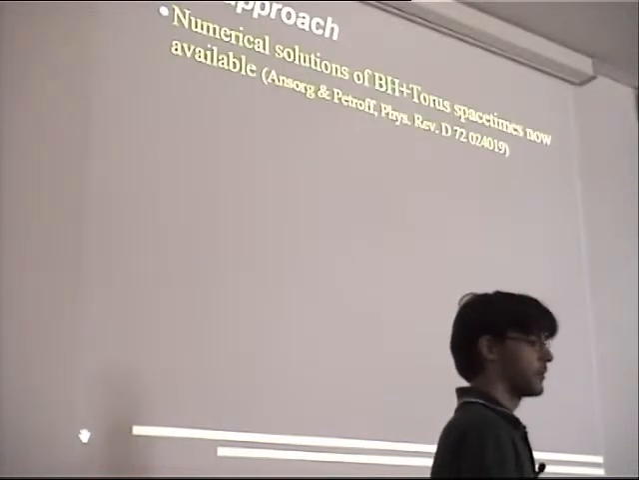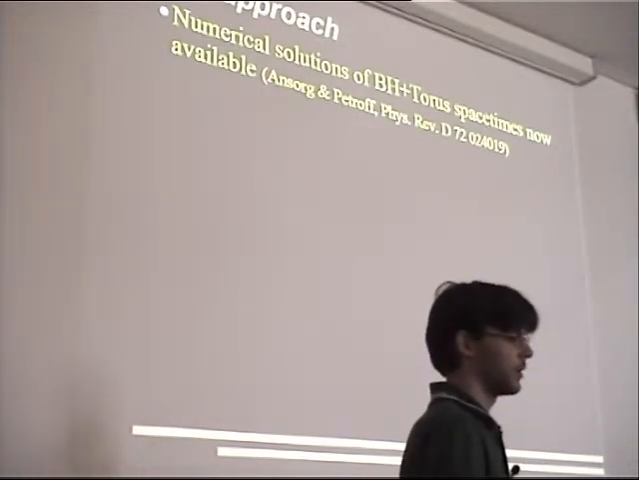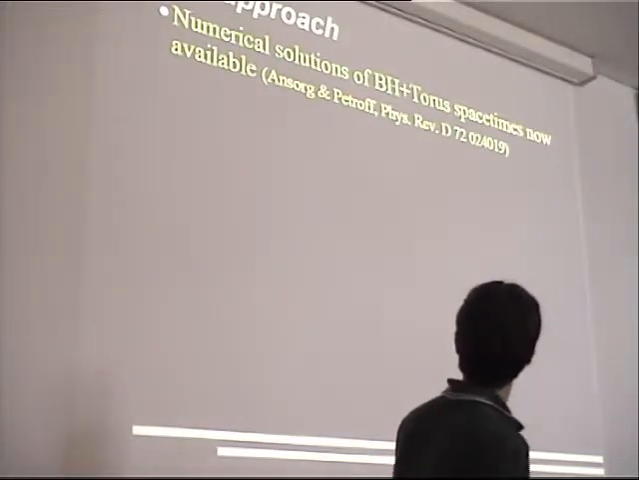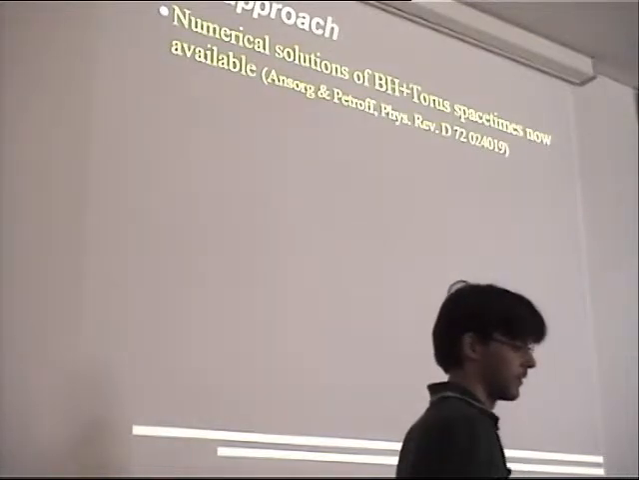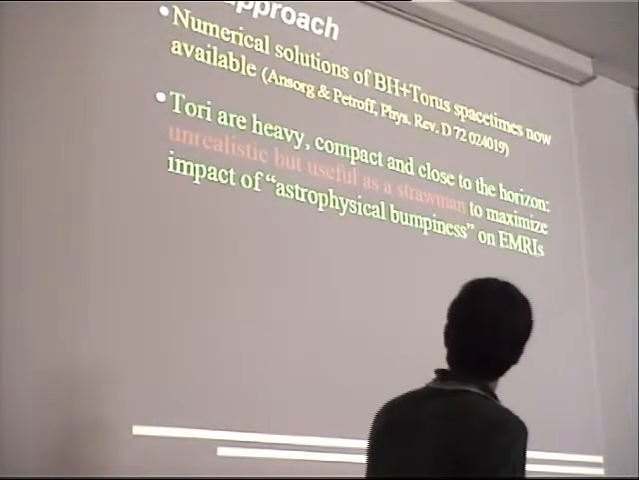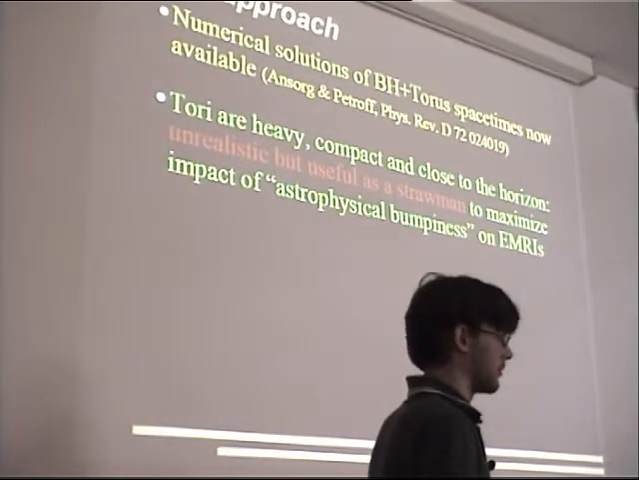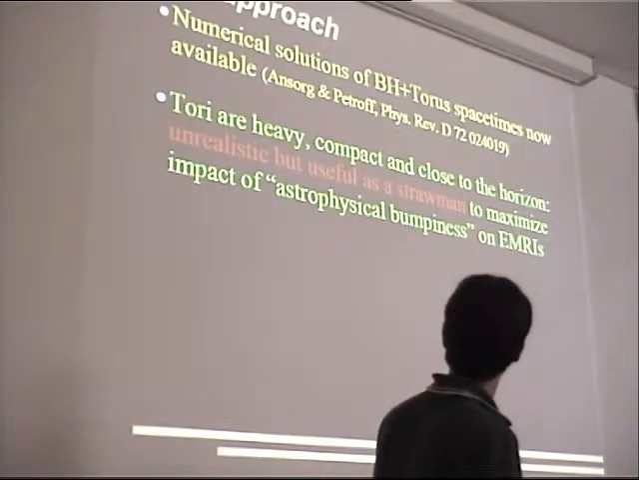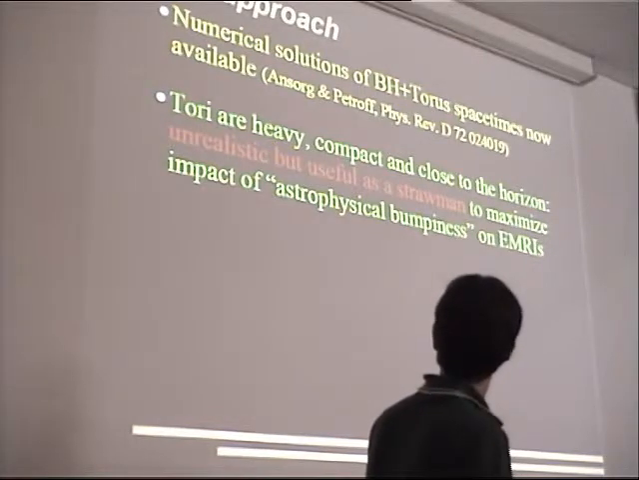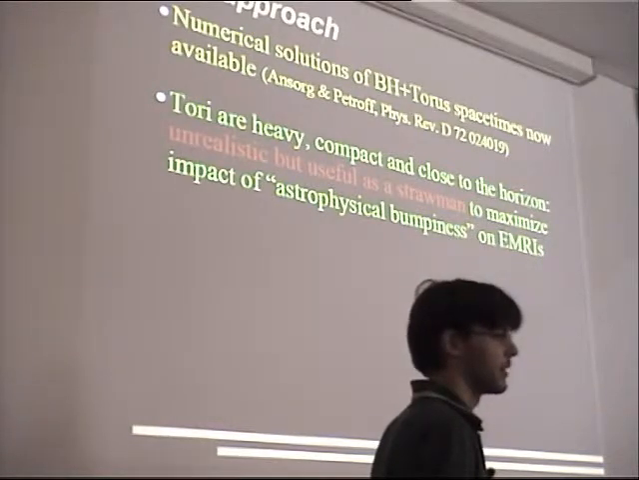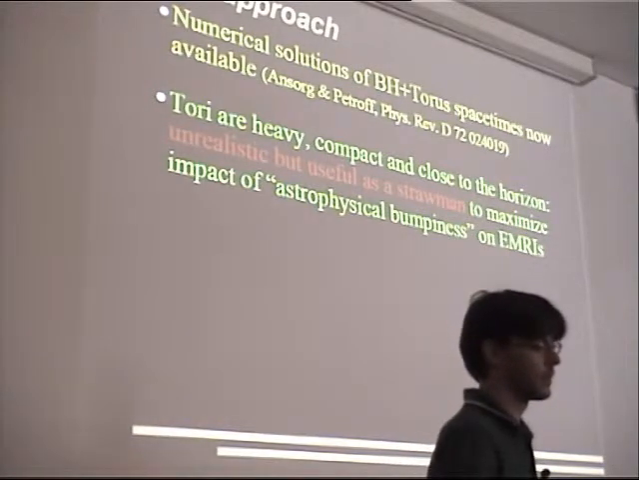So, our approach. First of all, we have numerical solutions of black hole plus torus spacetimes. These solutions have been produced by Markus Ansorg and David Petroff. Unfortunately, their program cannot handle astrophysically realistic tori. In other words, our tori are heavy, compact, and quite close to the horizon. So they are unrealistic, but we think they are useful as a strawman to maximize the impact of astrophysical bounty on EMRIs.